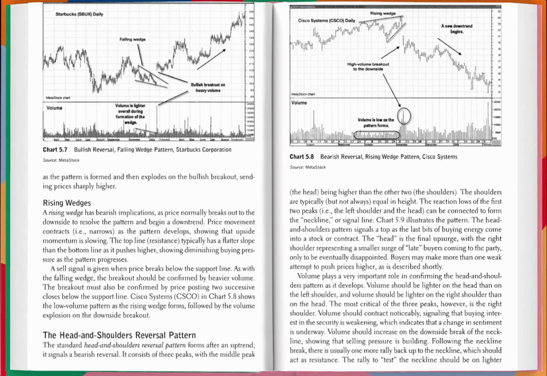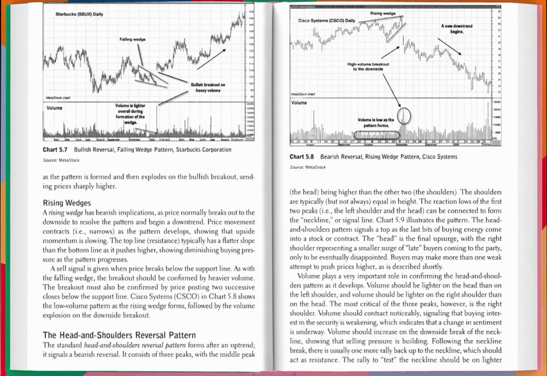Price movement contracts, i.e., narrows, as the pattern develops, showing that upside momentum is slowing. The top line resistance typically has a flatter slope than the bottom line as it pushes higher, showing diminishing buying pressure as the pattern progresses.